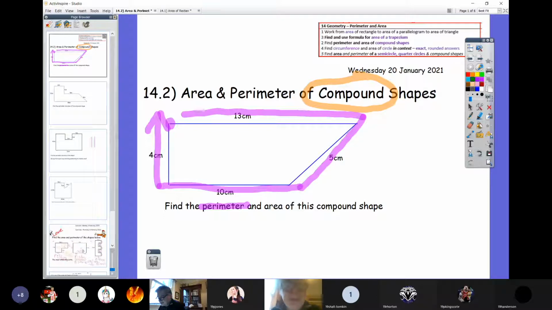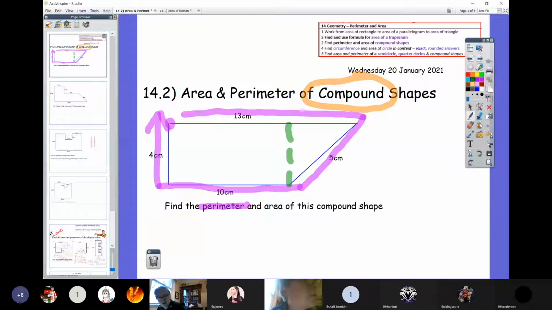Well, what you need to do is break it down into some sensible, simple shapes. So if we do a dotted line, where I've just popped in that green, we've now broken it down into a rectangle and a triangle, and then we just work out the area of each bit and add them together. So this rectangle on the left would have a base of 10, a height of 4, and that would be 40.